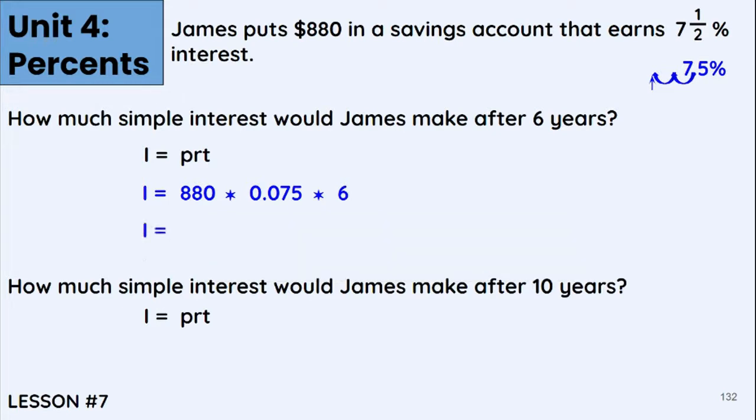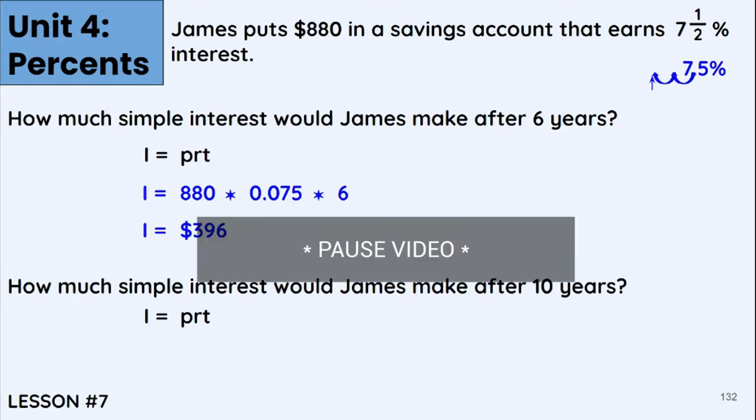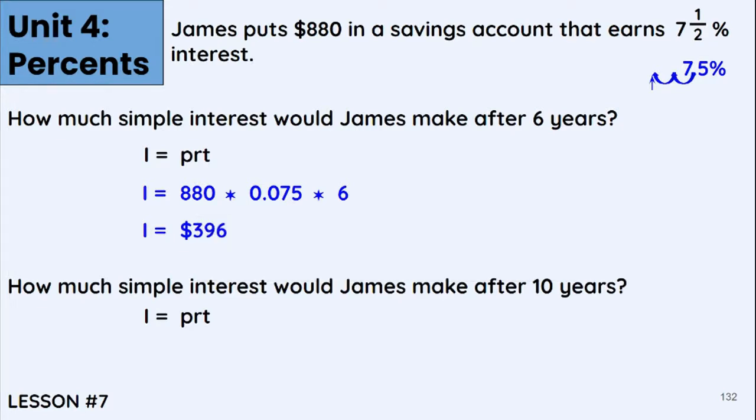Okay, you should have found out that James would make $396. All right, so what about 10 years? He should make more than that, right? Go ahead and pause the video and find out how much he should make in 10 years. To solve this one, you should have written 880 times 0.075 times 10. And you should have found that the interest that James made after 10 years is $660. So if he kept the money in the savings account longer, he would make more money in interest.